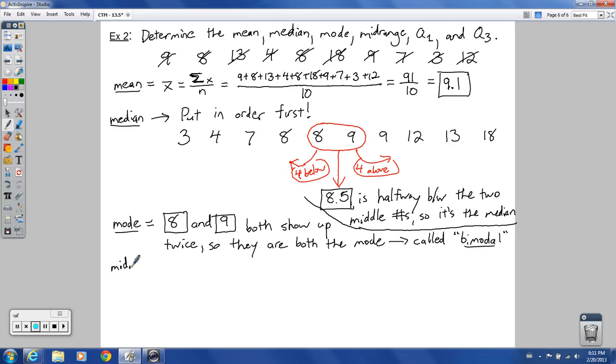Alright, mid-range. That one's real easy. Find the first, find the last, add them up, find halfway in between, divide by 2. So you got 21 over 2, which is 10.5.